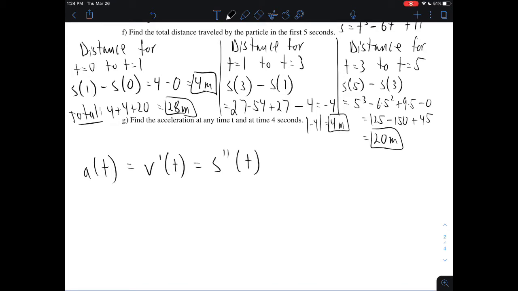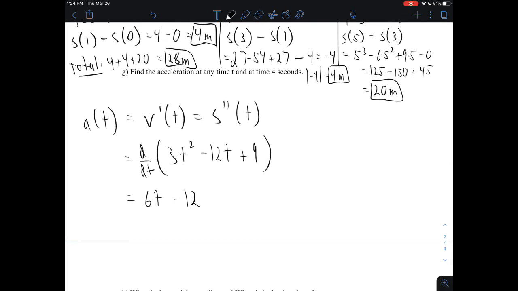So we already have the velocity function, so we need to take the derivative with respect to t of the velocity function, which we said was 3t squared minus 12t plus 9. And that gives us 6t minus 12. And then the acceleration at time 4 seconds would be 6 times 4 minus 12, which would be 24 minus 12, or 12. And remember how we've seen this before. This is meters per second squared.